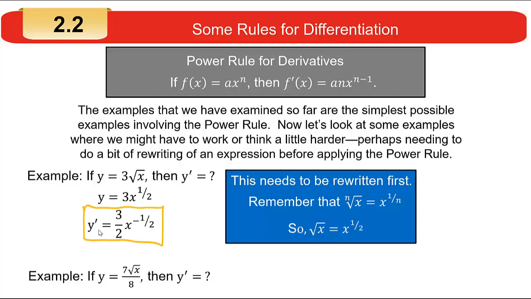And this one, y is equal to 7 times the square root of x over 8. What is y prime? Again, that doesn't look like the power rule, but if you think of the square root of x as x to the 1/2, you can rewrite that as 7/8 x to the 1/2. And once you do that, you can see the power rule does apply. And you multiply 1/2 times 7/8 is 7/16, and then you subtract 1 from 1/2 and you get negative 1/2.